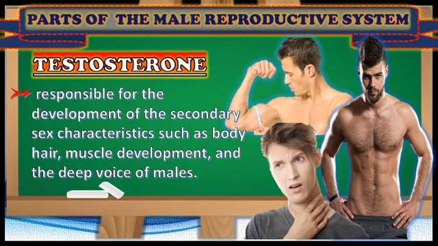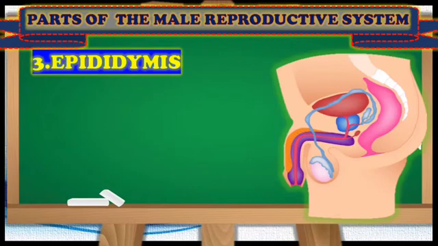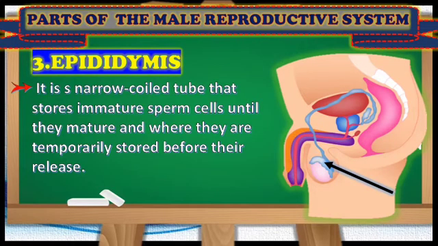So next, proceed na tayo sa number 3 parts, which is the epididymis. Ang epididymis ay nasaan? So, yan yung epididymis. Nasa tuktok ni testes, nasa likod niya lang. It is a narrow coiled tube that stores immature sperm cells until they mature and where they are temporarily stored before they're released. So, after andun yung mga sperm cells sa testes, pag nag-matured na yon, pupunta na siya sa epididymis. Doon na siya mamamalagi. Ready na siya for release if there is a contact.